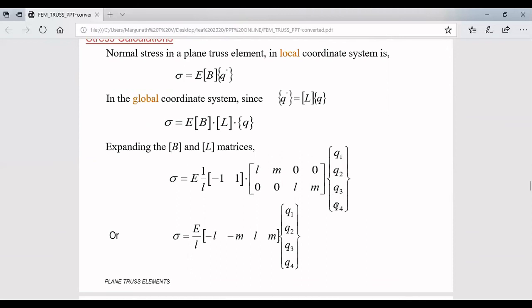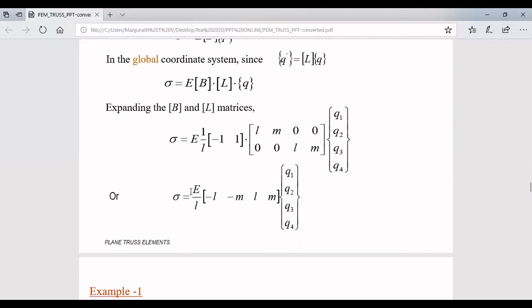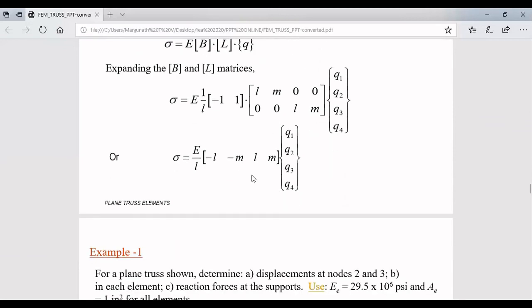For the two nodes, sigma is equal to E by L, and the transformation matrix is multiplied with this matrix. This row into this column gives minus l, then minus m, then l, and then m. Then Q1 Q2 Q3 Q4. This is the final stress equation for the truss element. So this way we can obtain the stress equation for the truss element.